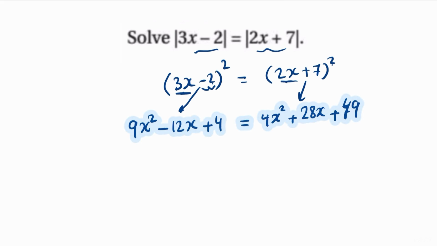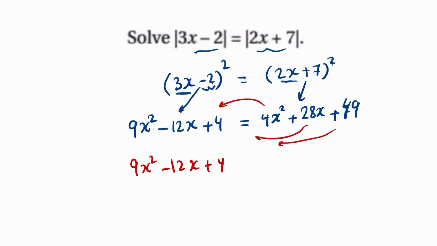Now we need to rearrange the equation. So transfer all the right hand side to the left hand side. So we come up with 9x squared minus 12x plus 4 without any change of sign. And on the other hand, we have negative 4x squared minus 28x minus 49 equals 0.